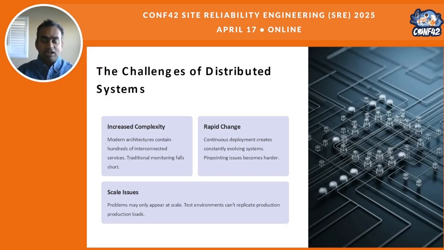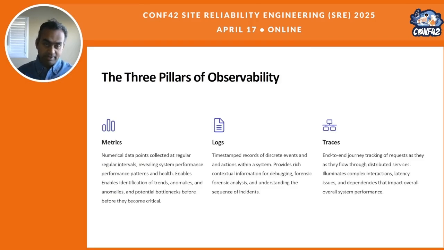So let's take a look at the 3 pillars of observability that exist. The first pillar is metrics. Metrics are essentially numerical data points collected at regular intervals, revealing system performance patterns and health. Metrics enable identification of trends, anomalies, and potential bottlenecks before they become critical. Hence, they are key ingredients in helping us achieve proactivity instead of reactivity.